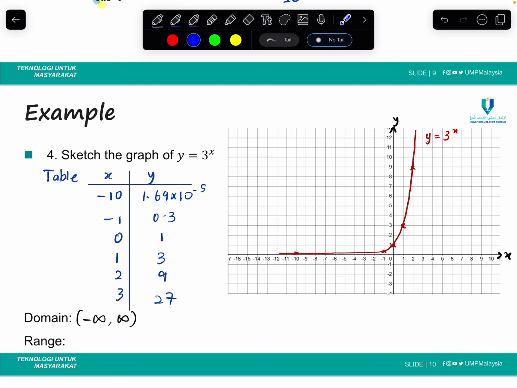While on the range, look, the curve only covers the positive side. So the minimum value is 0, but it does not touch 0, and it will go to infinity, open bracket at infinity, as 0 is also an open bracket because 0 is not included. Okay, so that is the answer for the range for y equals 3 to the power of x.